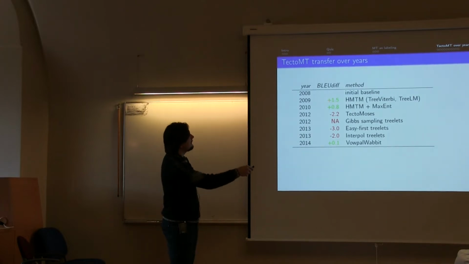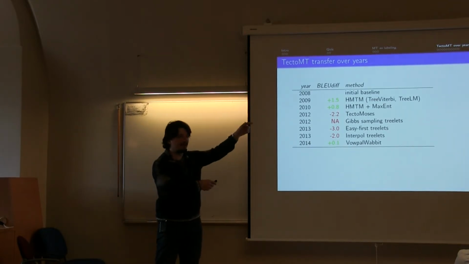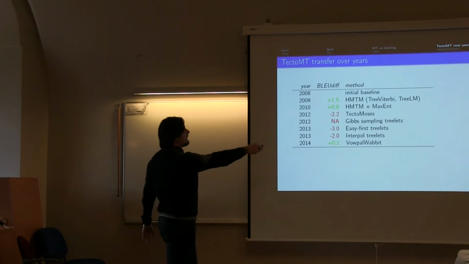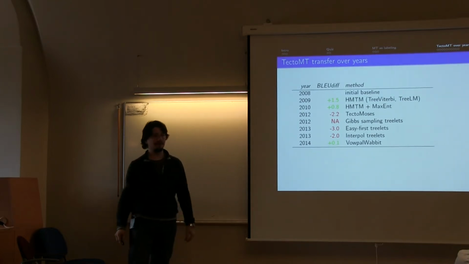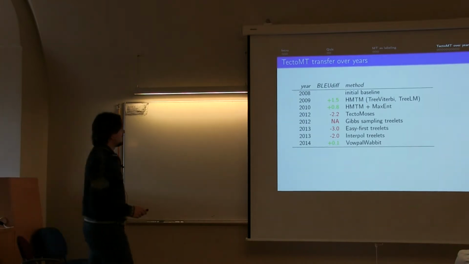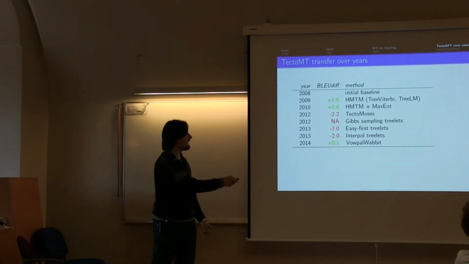And these are BLEU score differences. The green are the improvements on the same test set. Actually, meanwhile the system was improved also in other ways, but these are always just by adding this HMTM idea, we get 1.5 points BLEU improvement. This was joint work with Aleš Tamchina. These are only my ideas, and as you can see, they did not work.